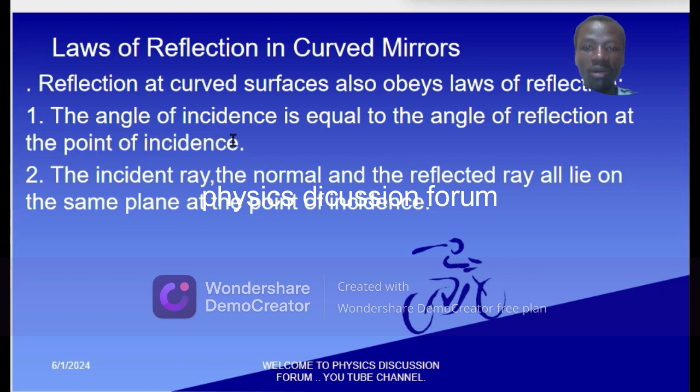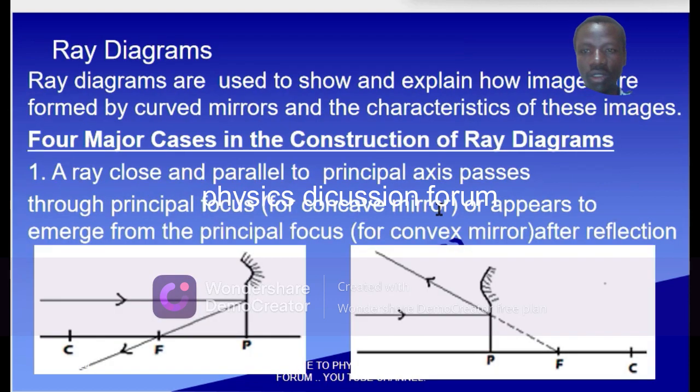The first one, we have the angle of incidence equals the angle of reflection at the point of incidence. Then we have the incident ray, the normal, and the reflected ray all lie on the same plane at the point of incidence. So those two laws are very important. Those are the two laws that we have on Earth, the laws of reflection. If you conduct the experiment, you can come with yours. You'll be welcomed. But for now, we believe in the two laws.